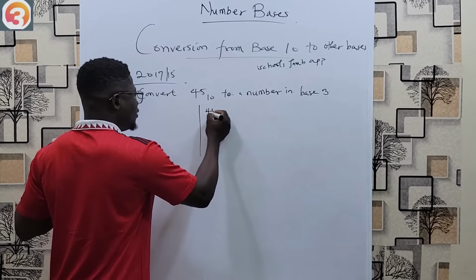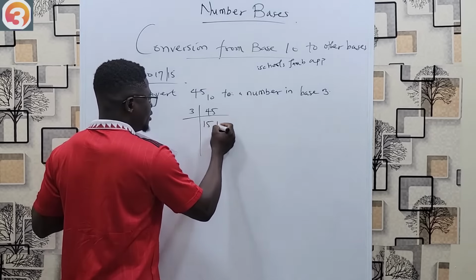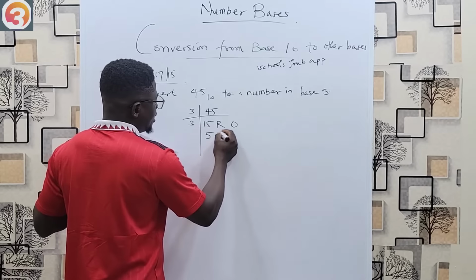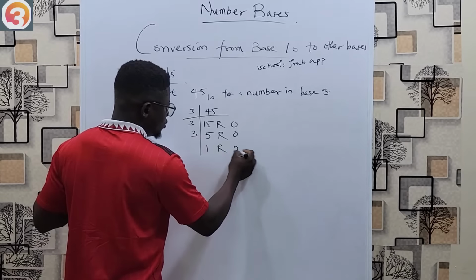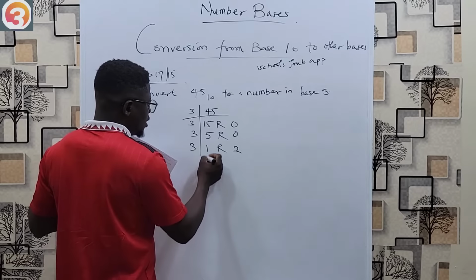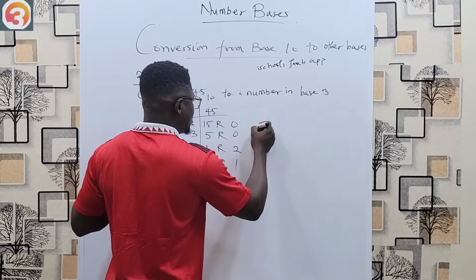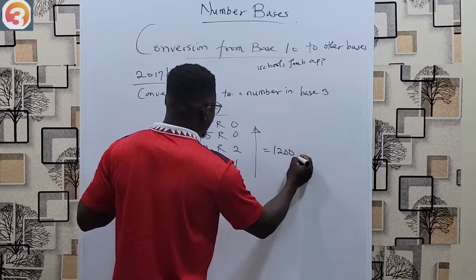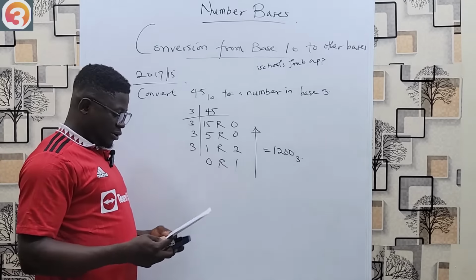So we have 45 base 10 divided by 3. 3 into 45 is 15, remainder 0. 3 into 15 is 5, remainder 0. 3 into 5 is 1, remainder 2. Then 3 into 1 is 0, remainder 1. So 45 base 10, taking the result from bottom to top, is 1200 base 3. Very easy, you may say. I know you know it's very easy.